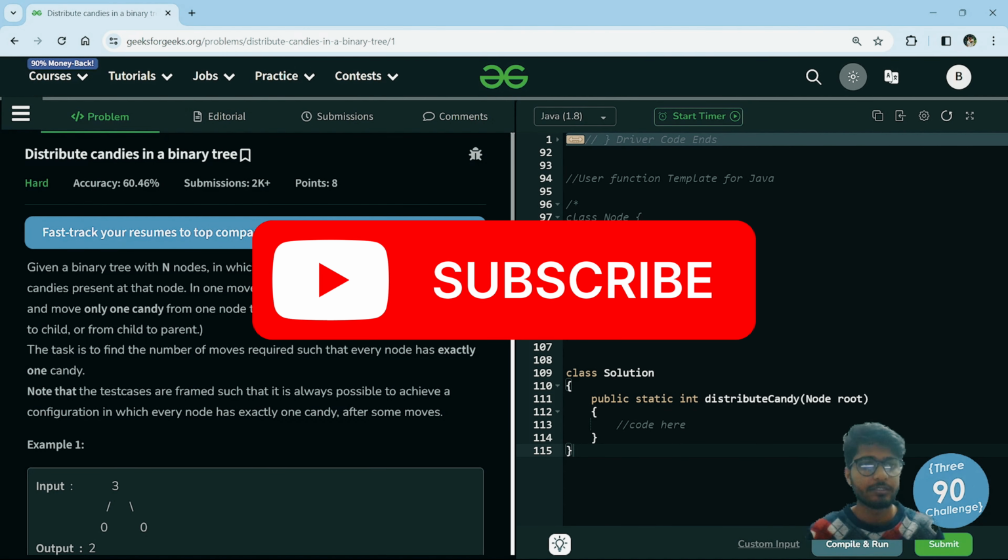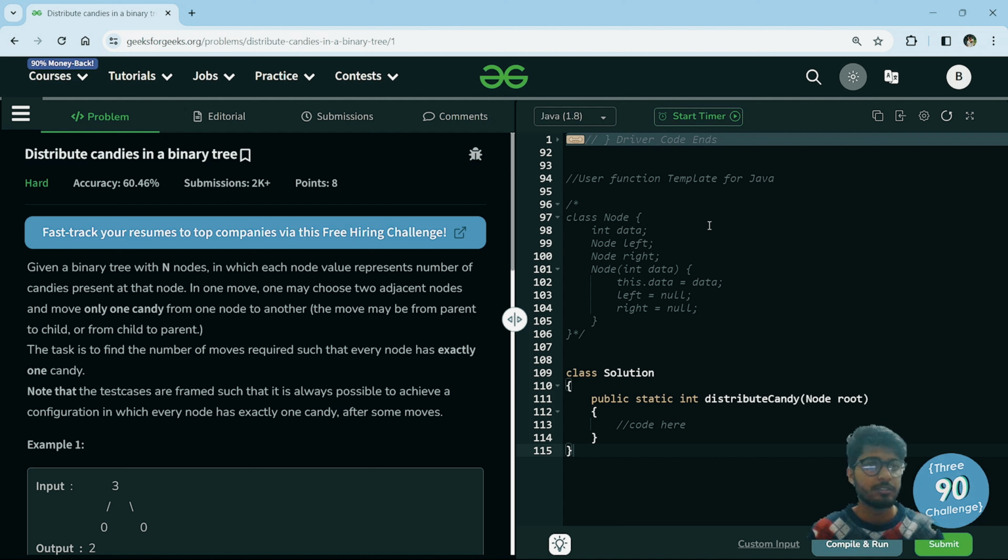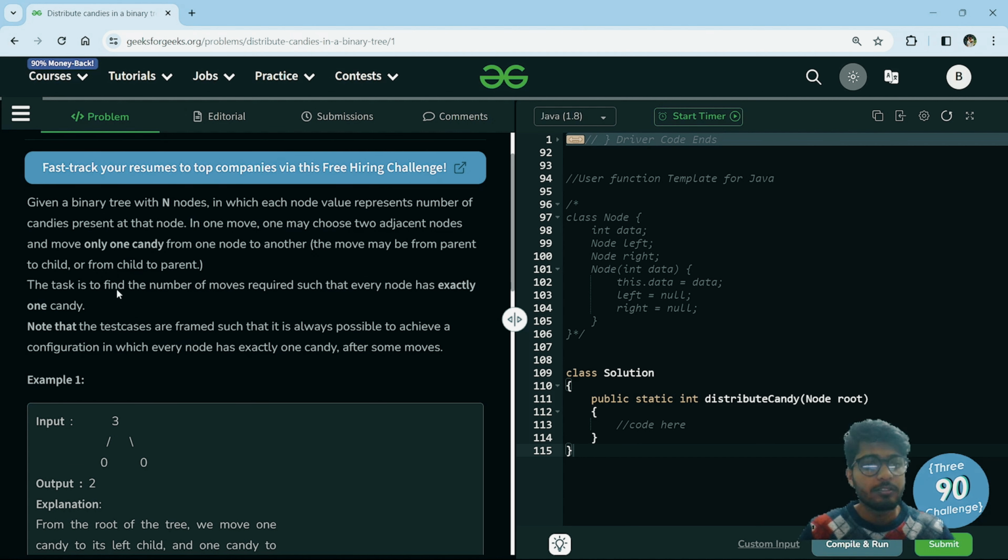In this video, we will discuss a new problem of the day, which is distribute candies in a binary tree. So let's see the problem statement first. Given a binary tree with n nodes, in which each node value represents the number of candies present at that node. In one move, one may choose two adjacent nodes and move only one candy from one node to the other. So the move can be from parent to child or from child node to parent node. And our task is to find the number of moves required such that every node has exactly one candy.